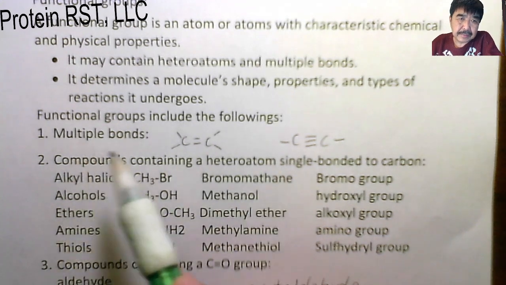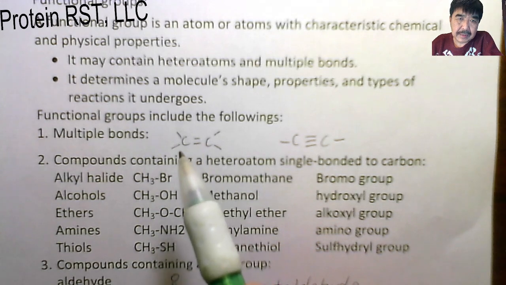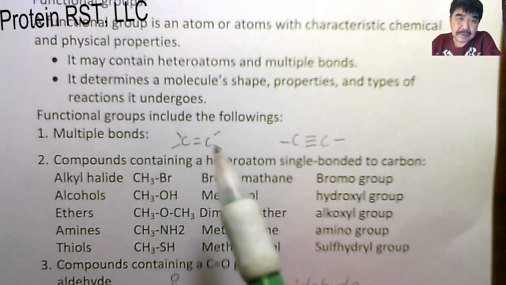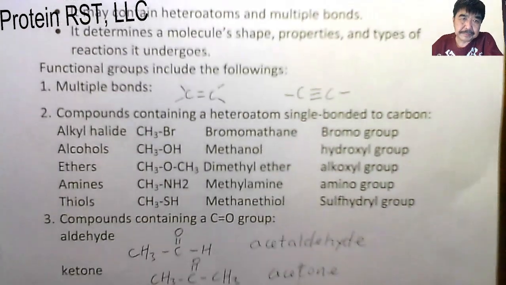The first one, multiple bonds. Here we have two examples. This is a double carbon-carbon bond. This is a triple carbon-carbon bond.